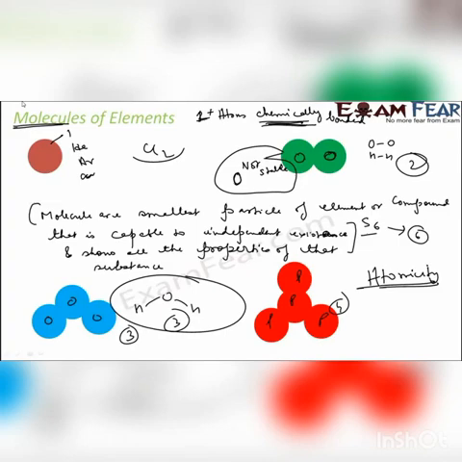Atomicity is nothing but the number of atoms constituting a molecule. One molecule is composed of n number of atoms, so n is the atomicity of that particular molecule. For example, methane, CH4. There are 5 atoms, so atomicity is 5.